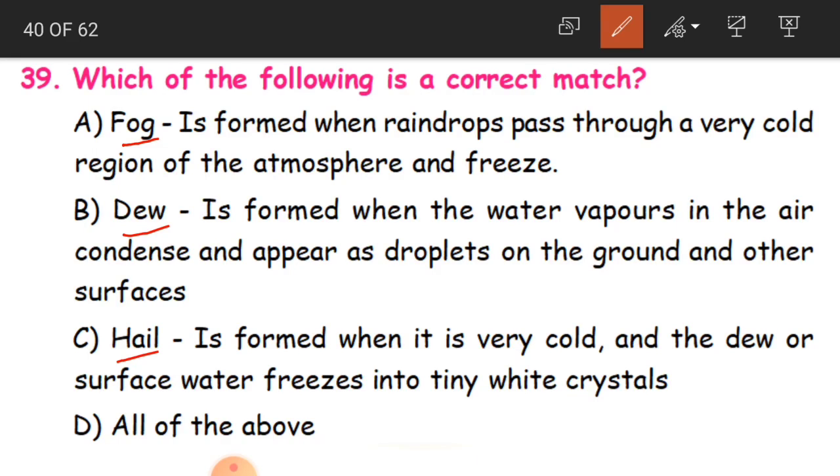So the correct one here is the B option, that is dew. Dews are formed when the water vapor in the air cools and appears as droplets. After getting cooled and condensed, they appear as droplets on the ground and other surfaces. You can see it even on the plants, like small water droplets. Okay, so that is the dew. Okay, clear children?